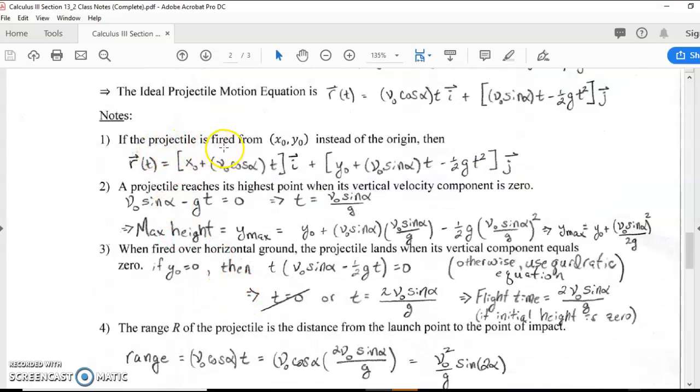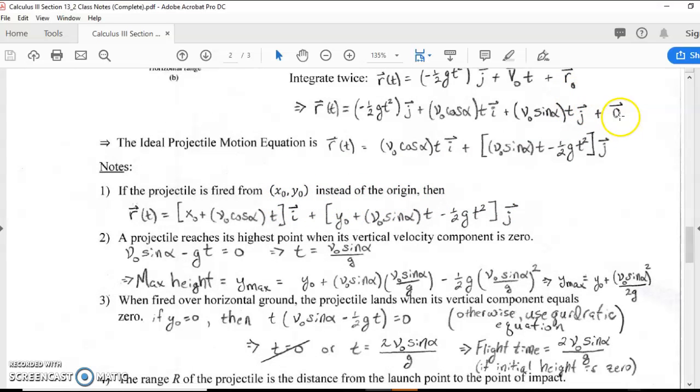Now, if the projectile is fired from x naught, y naught instead of the origin, then my initial position vector, instead of being 0 like I show here, would just be x naught, y naught. So I put x naught in with the i component and y naught in with the j component, and that's the position, the ideal projectile motion equation.